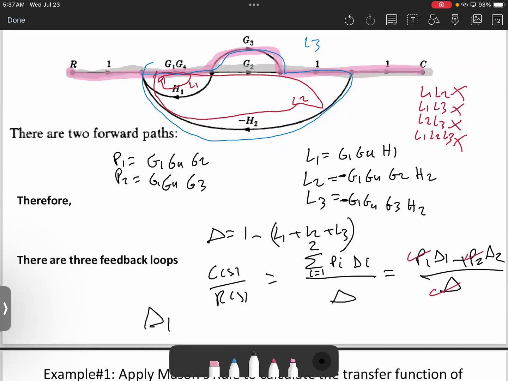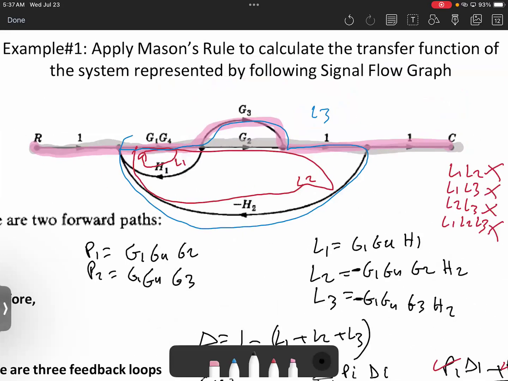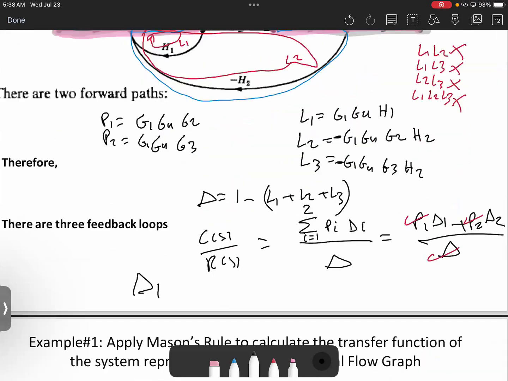Delta 1 associated with path number 1. Now look at path number 1, which is the gray one. Do you think path 1 touches L1, L2, L3? It's touching all of the loops, right? Therefore, we will say delta 1, substitute here, substitute L1 as 0, L2 as 0, L3 as 0. This yields what? Delta 1 equal 1.